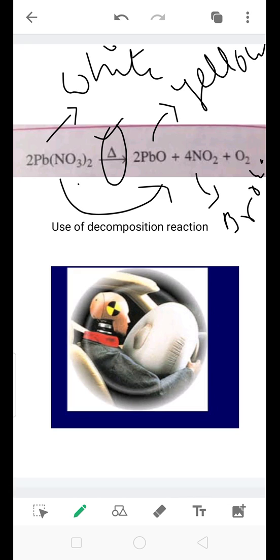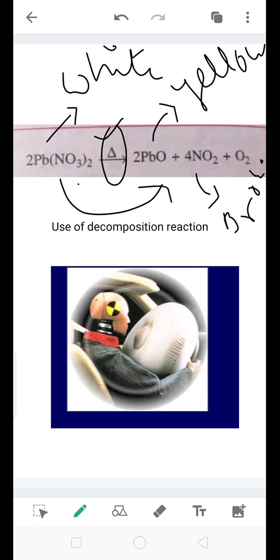You have to keep in your mind these three examples. This is so important according to the CBSE exam. First is decomposition of lead nitrate, second is decomposition of ferrous sulfate, and third one is decomposition of copper sulfate pentahydrated.